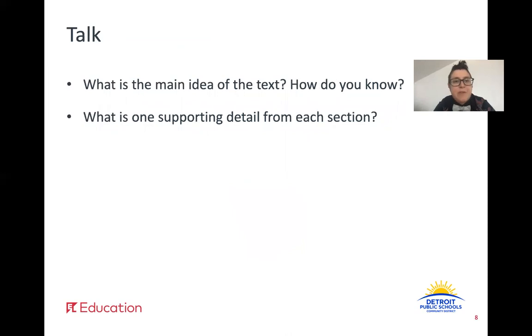Now it's time to talk about the text with a family member, caregiver, or friend. Make sure that you pause the recording after each of these questions so that everyone gets a chance to share. The first question is, what is the main idea of the text, and how do you know? Make sure to go back and look in the text. All right, pause here while you talk about this. All right, time for the second question. What is one supporting detail from each of these sections? Pause the video here and discuss.